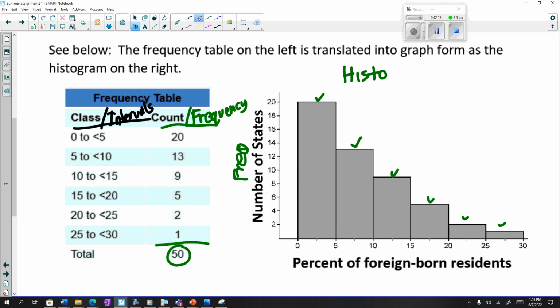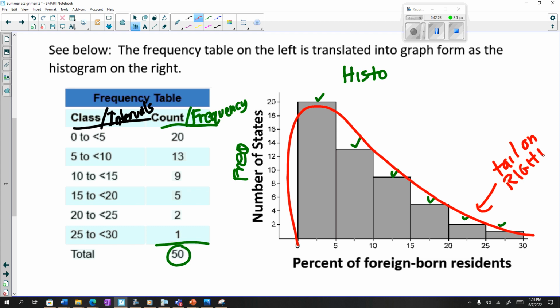Now, it's kind of easy to describe the shape because you could just look at it and you could see the tail. So where's the tail? It's on the right. So if the tail is on the right, it is skewed to the right.